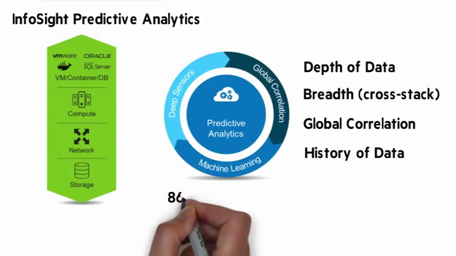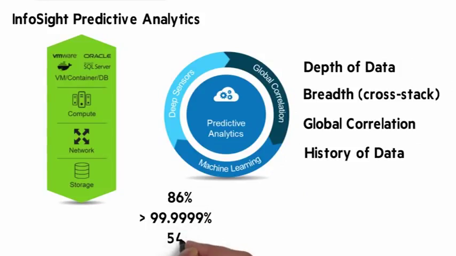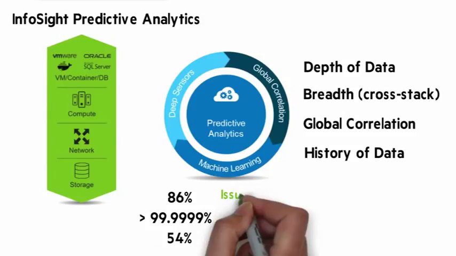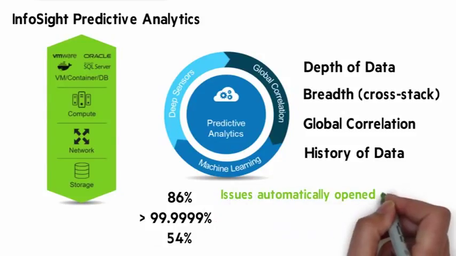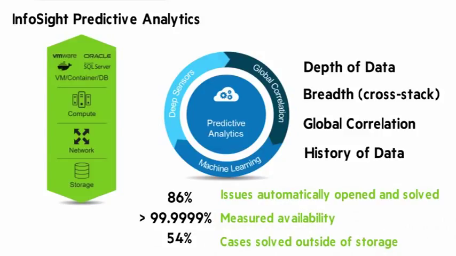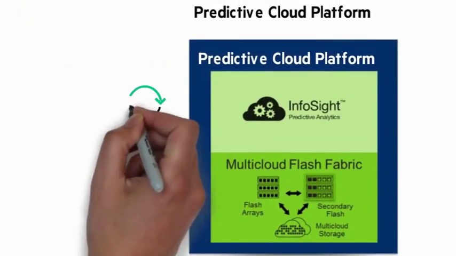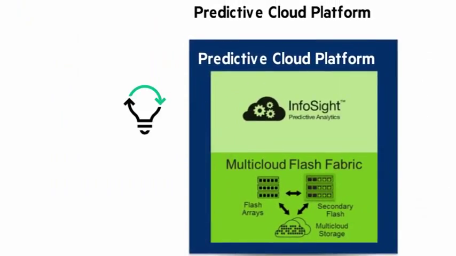And three numbers tell the story. 86%, greater than 99.9999%, and 54%. What does this mean? 86% of all issues are automatically opened and solved. The measured availability is greater than 6 nines. And astoundingly, 54% of cases that InfoSight solves are outside of storage. So clearly, InfoSight is the special sauce. I expect to see HPE heavily leverage it.